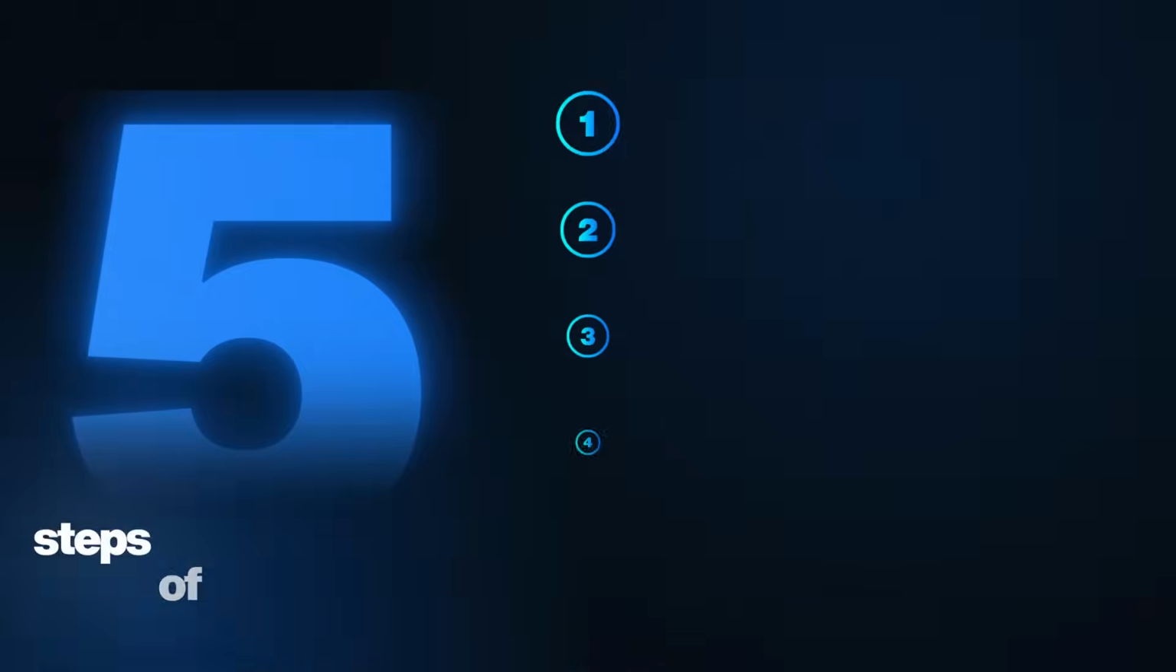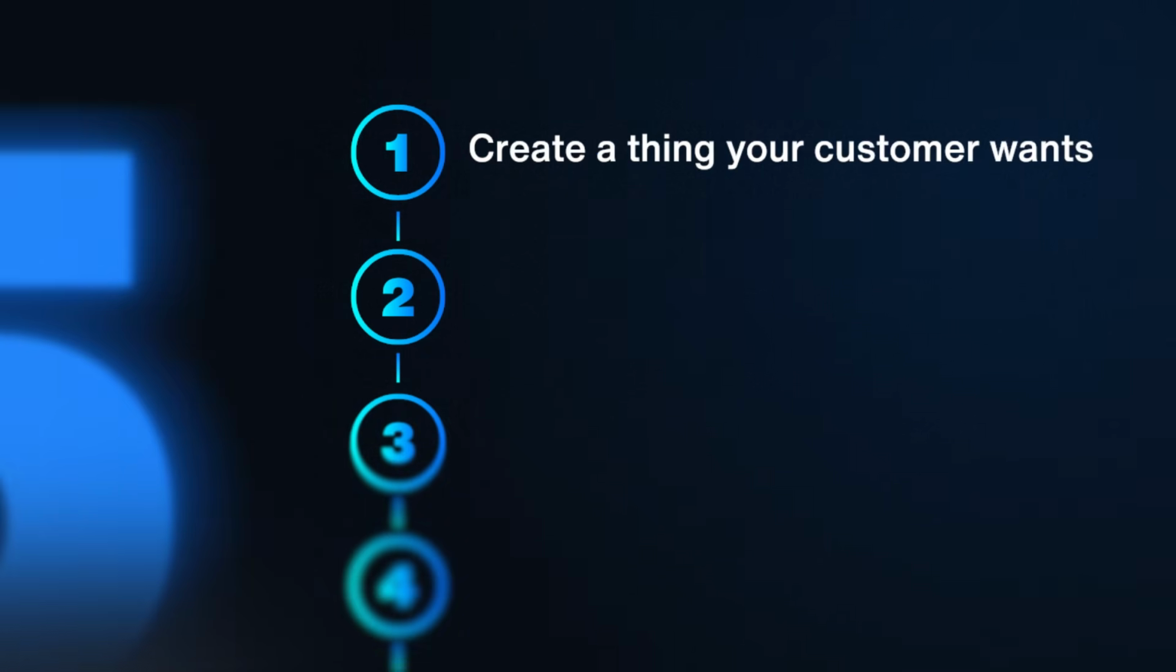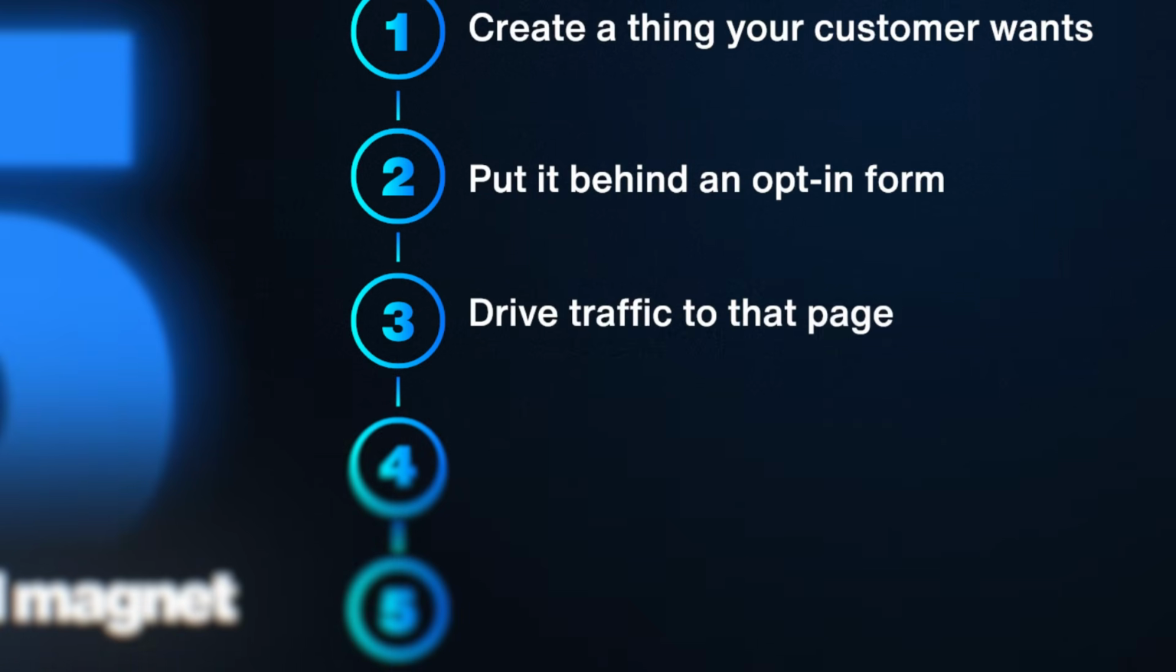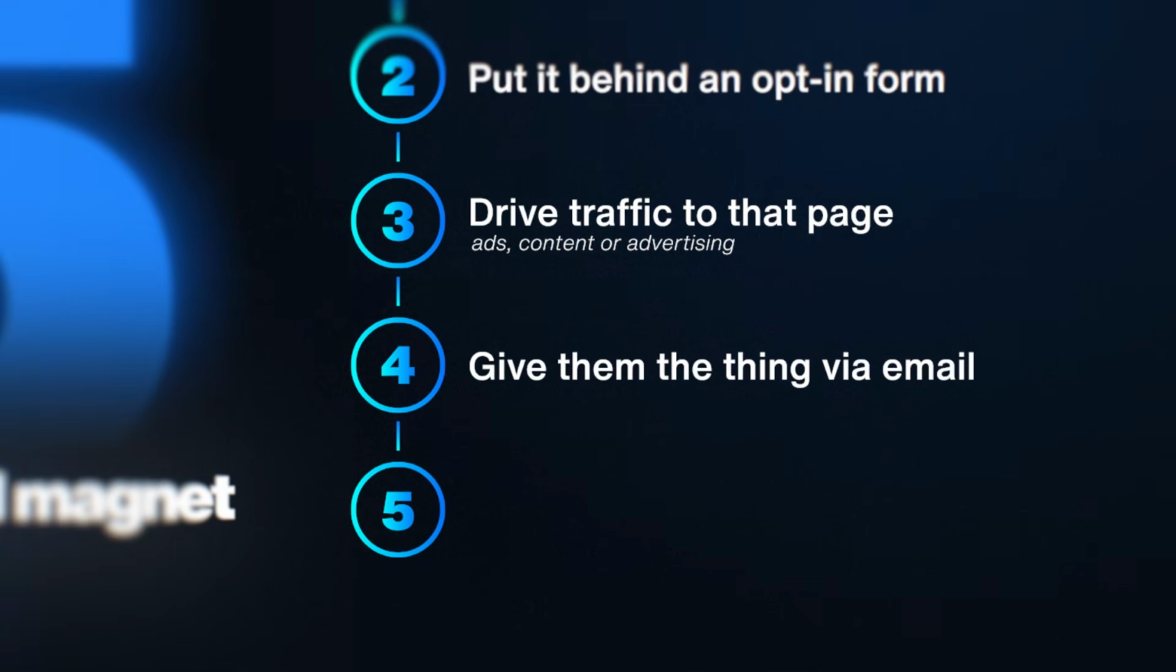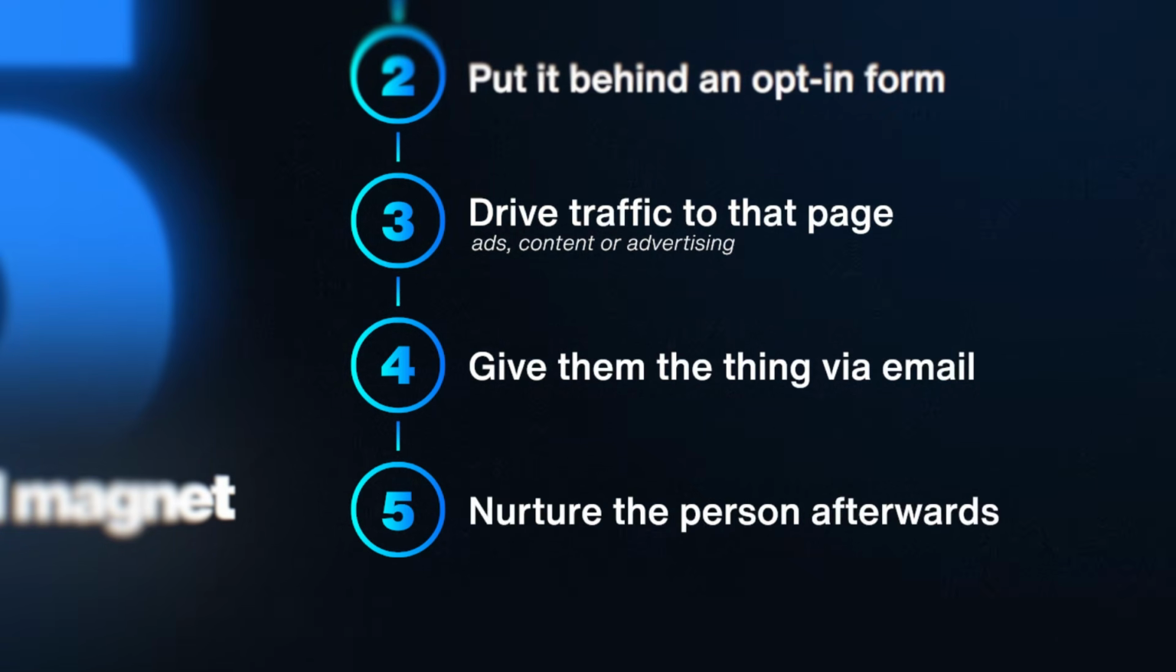That is it. A lead magnet really only has 5 steps. Step 1, create a thing your customer wants. 2, put it behind an opt-in form on a page. 3, drive traffic to that page with ads or content or your advertising vehicle of choice. 4th, give them the thing via email. And then 5th, you nurture that person whose email you got afterwards. Think about it. Create, gate, drive, deliver, nurture. In that order. That is literally it.